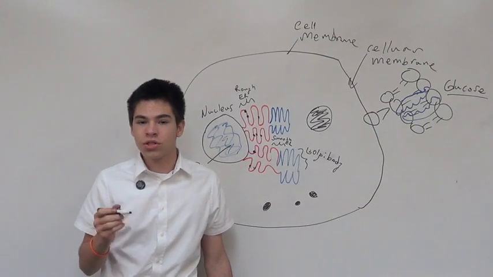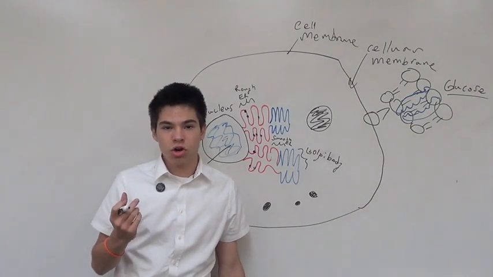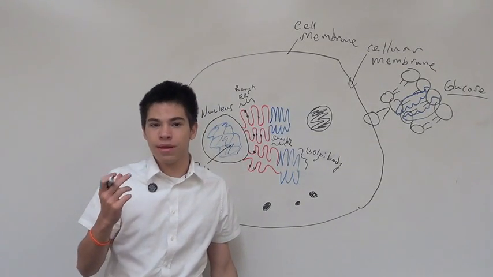Okay? Now in plants you have things called lytic vacuoles. They're really the same thing as a lysosome in terms of their function. They're really big vesicles.